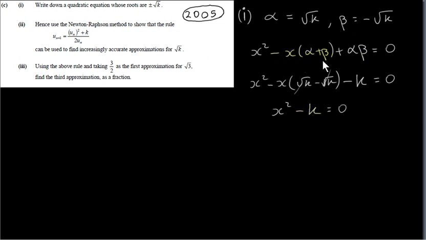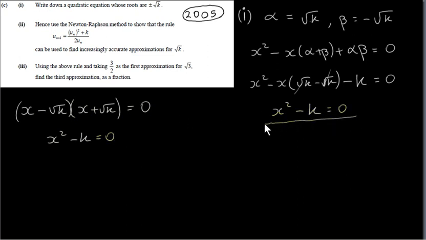Of course, if you've forgotten this formula, you can see where it comes from. It comes from just taking the two factors. If root k is a root, then x minus root k is a factor of the quadratic equation. If minus root k is a root, then x plus root k is a factor of the quadratic equation. So these are the two factors of the quadratic equation. If we multiply them together and set it equal to 0, we get the quadratic equation. Multiplying this out, we will get x squared minus k equals 0, just like here.